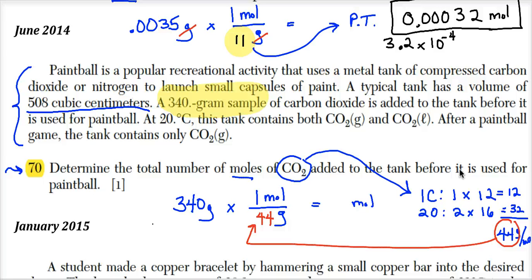There's no memorization of when to multiply or divide. In any case, I get 7.73, or 7.7 is good. They didn't ask for significant figures, so this gives me approximately 7.7 moles. Pretty straightforward questions, guys. You just, again, have to be able to what?